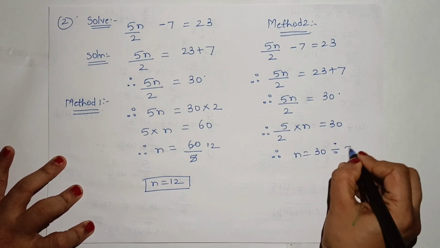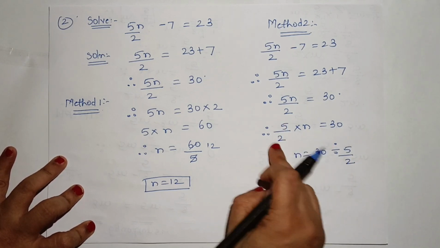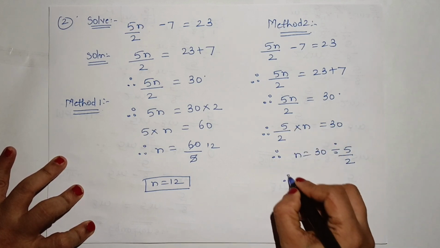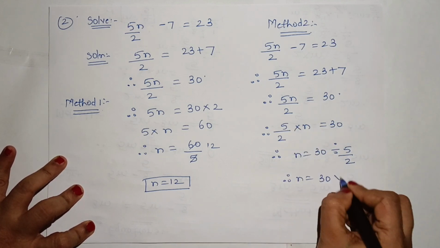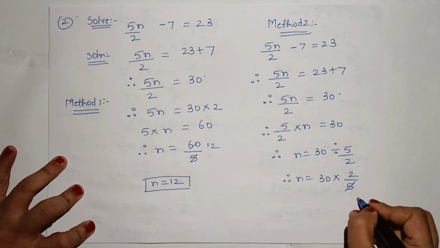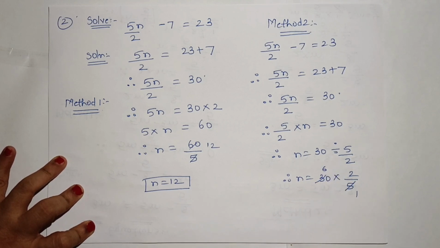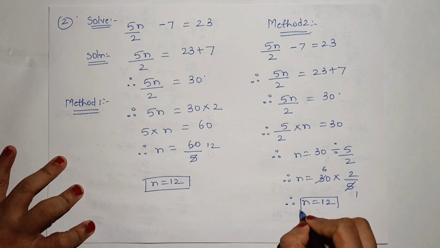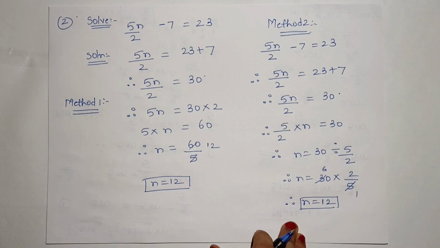Now find out the value of n. 30 divided by 5 by 2. Correct, this entire fraction I have shifted to RHS. So multiply will become divide. Now again you know reciprocal, into 2 by 5. 5 ones are 5, 6 twos are 12. Therefore your final answer is 12. I hope you understood this sum correctly.